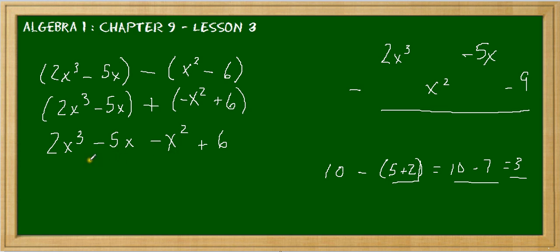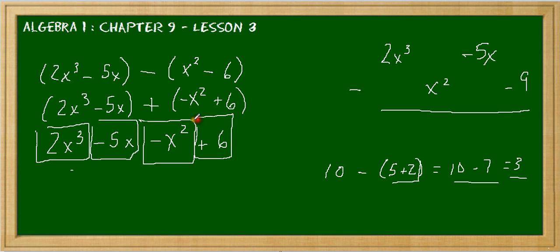Now we have to put this in descending powers, and if we do so, we have here 2x cubed, we have negative 5x, we have negative x squared, and we have positive 6. So these are our 4. So let's put them in. 2x cubed would be first. We have negative x squared comes second, negative 5x comes third, and positive 6. So our answer is 2x cubed minus x squared minus 5x plus 6. So that concludes our lesson number 3.